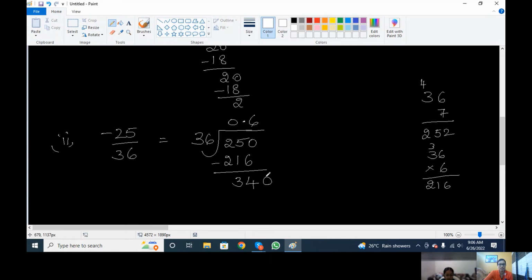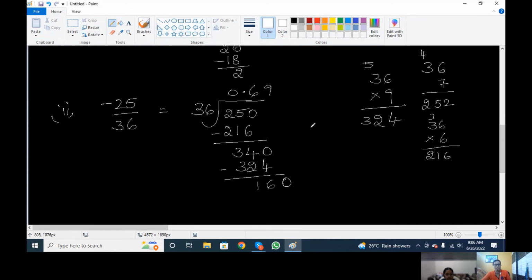It is less, so put 1 0. 36 tens are 360, so we can take 9 times. 36 nines are 324. Okay. So 10 minus 4 is 6, 3 minus 2 gives you 1, and 0.